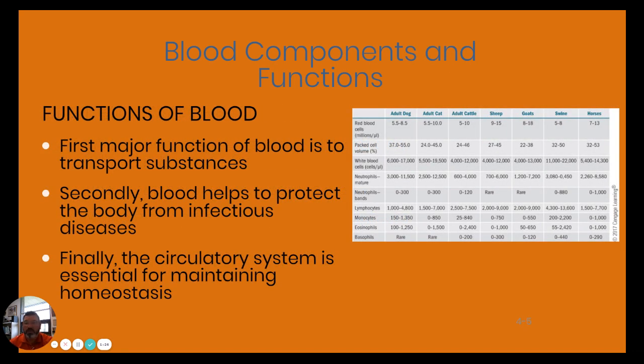So let's look at the functions of blood. First and foremost, its job is to transport substances, whether it's nutrition, hormones, minerals, whatever it might be. Second, its next most important responsibility is to help protect against infectious disease, so carrying those white blood cells to help fight off any invasive pathogen that might encounter the body. And then finally, to help maintain homeostasis or equilibrium within the body.